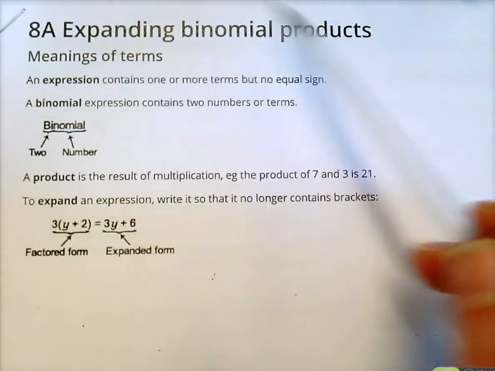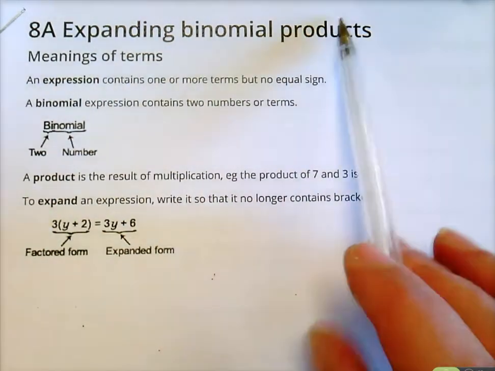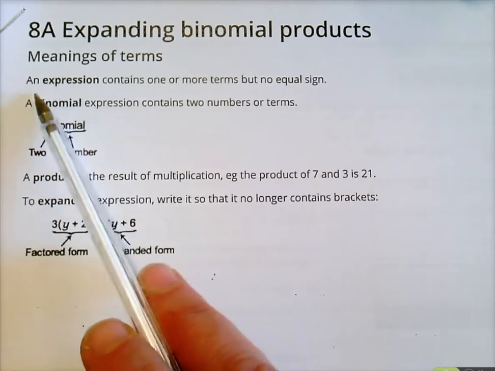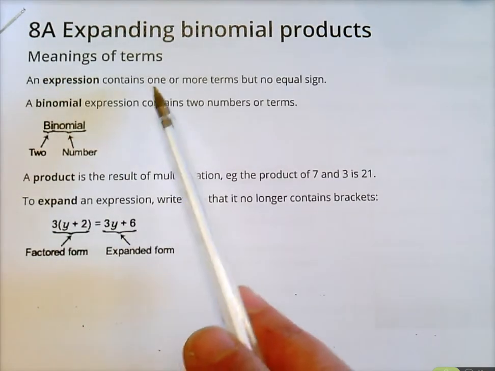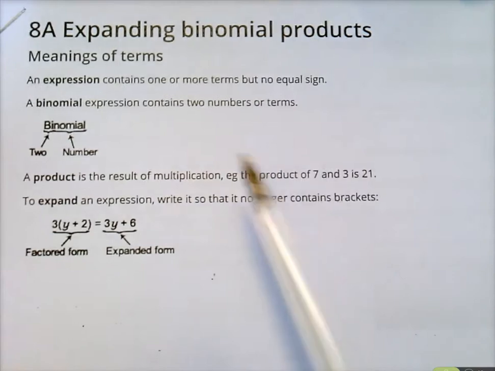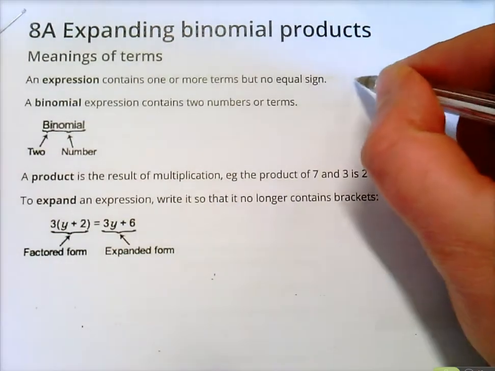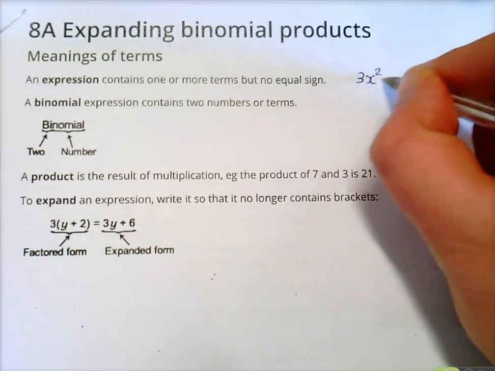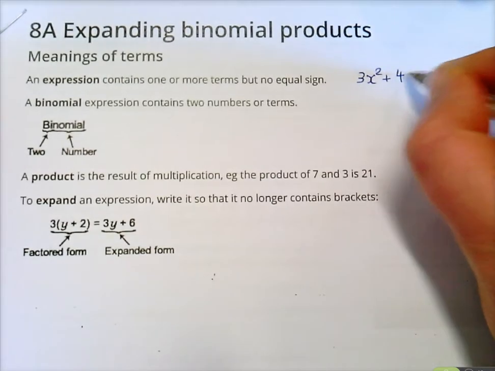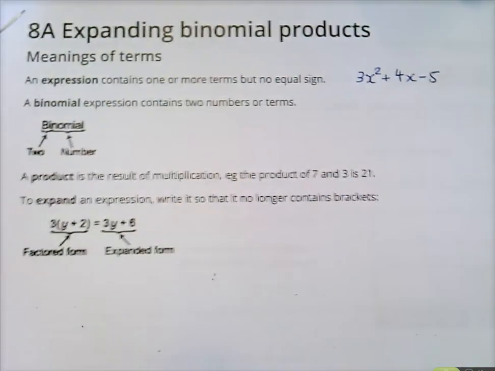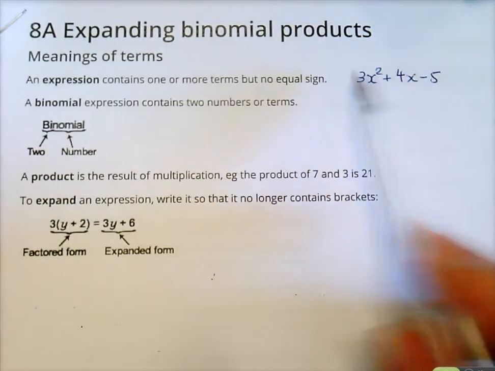We're now looking at expanding binomial products. Now we're looking at what these mean. Now what is an expression? An expression has one or more terms with no equal sign. For example, an expression might be this: 3x squared plus 4x minus 5. That's an expression. No equal sign.